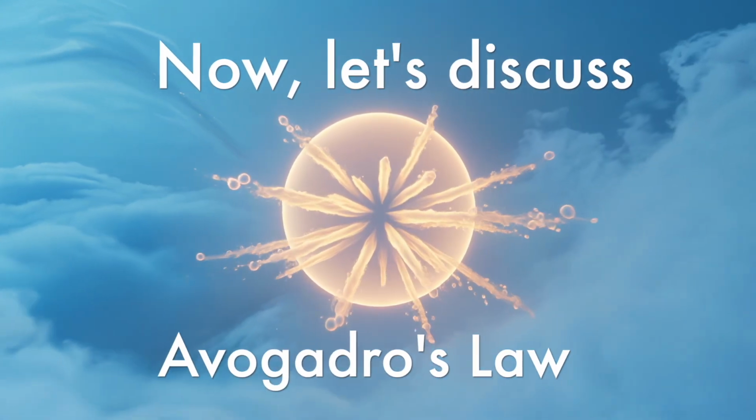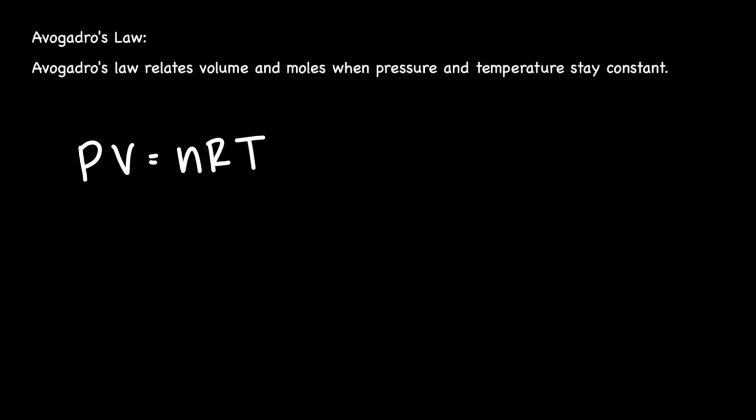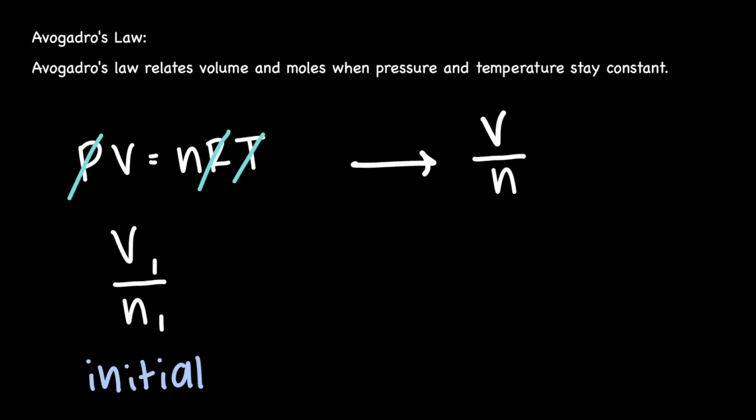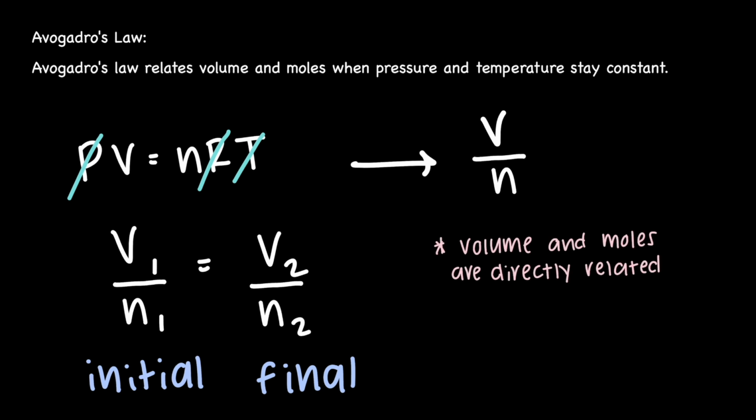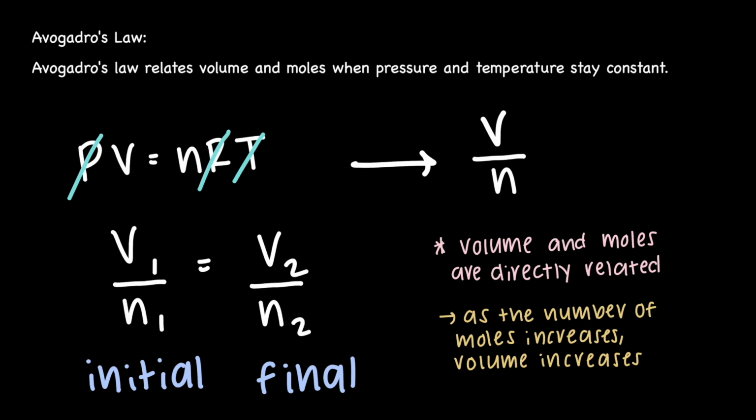Now let's discuss Avogadro's law. Avogadro's law relates volume and moles when pressure and temperature stay constant. If pressure, temperature, and R are constant, we are left with volume and moles. Comparing the two states gives V1 divided by n1 equals V2 divided by n2. This tells us volume and moles are directly related. As the number of moles increases, volume increases.